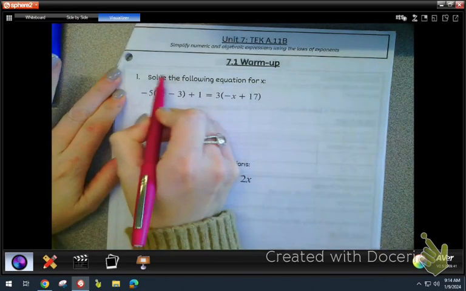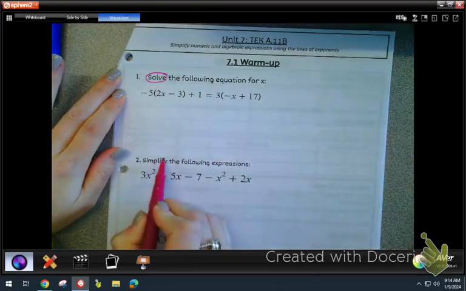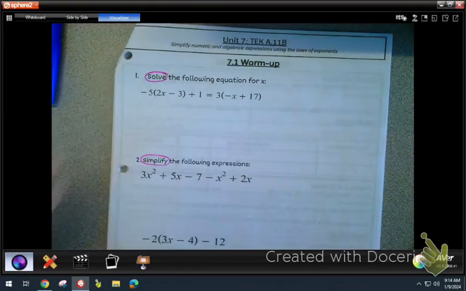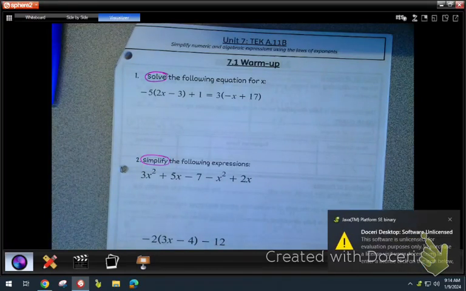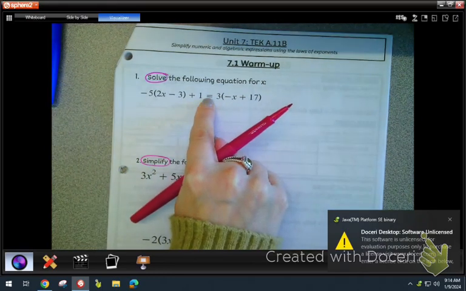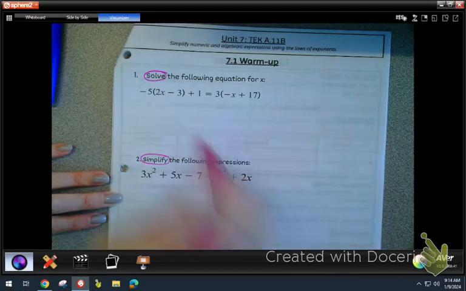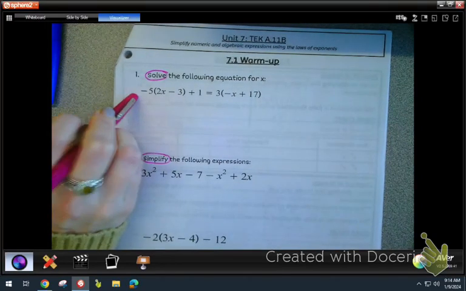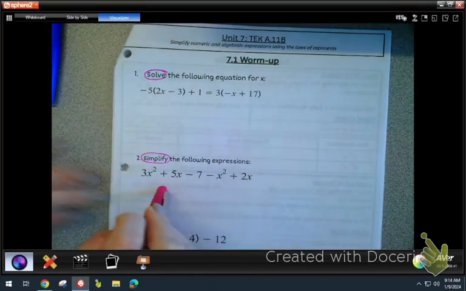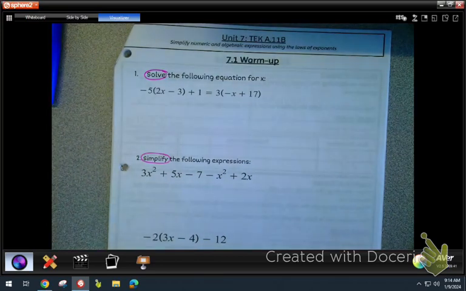The first question says to solve, and the second question says to simplify. This semester, we're going to continue talking about the difference and what that means. When you solve equations, what does an equation have to have? An equal sign. And then simplify, there's no equal signs here. These are just expressions. So we're actually going to get an answer in this equation, versus these are just going to be shrunk down expressions. Okay, so that's kind of important to know the difference between.